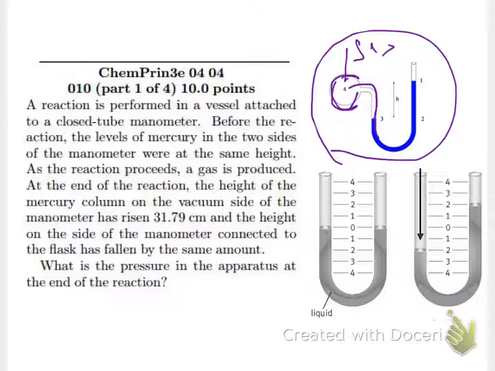And depending on how large the pressure is, it will push the mercury up higher or lower than the atmospheric pressure. Okay, so before the reaction, the level of mercury in the two sides of the manometer were the same height. So imagine like this. As the reaction proceeds, a gas is produced. By the end of the reaction, the height of the mercury column on the vacuum side has risen 31.79 centimeters, and the height on the side of the manometer connected to the flask has fallen by the same amount. So both of these are 31.79 centimeters.